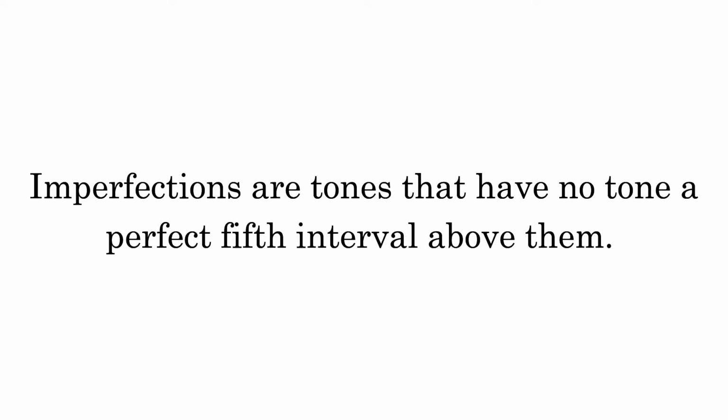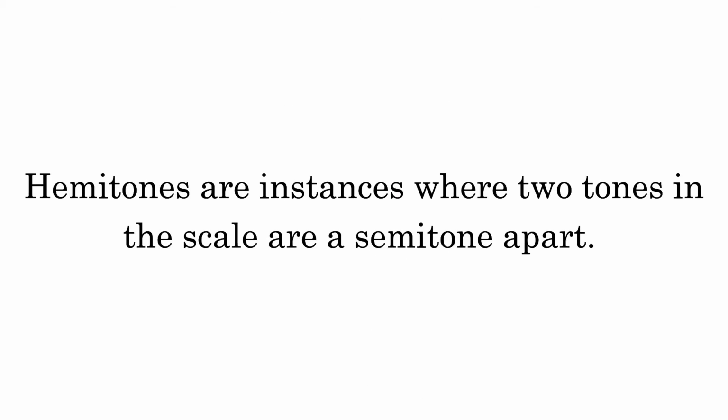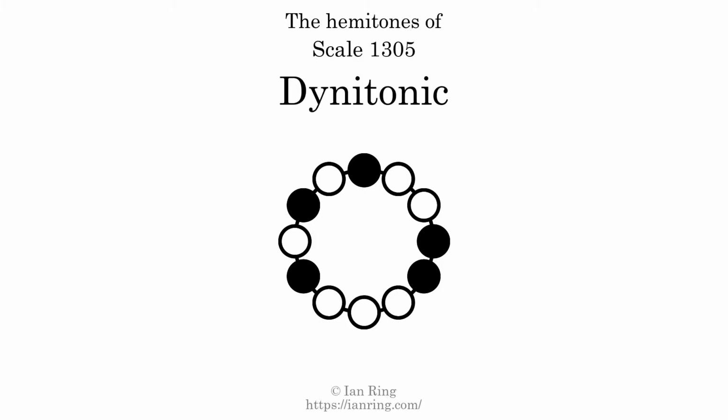Imperfections are tones that have no tone a perfect fifth interval above them. This scale has 3 imperfections. They are at positions here, here, and here. Hemitones are instances where 2 tones in the scale are a semitone apart. This scale has 1 hemitone here.